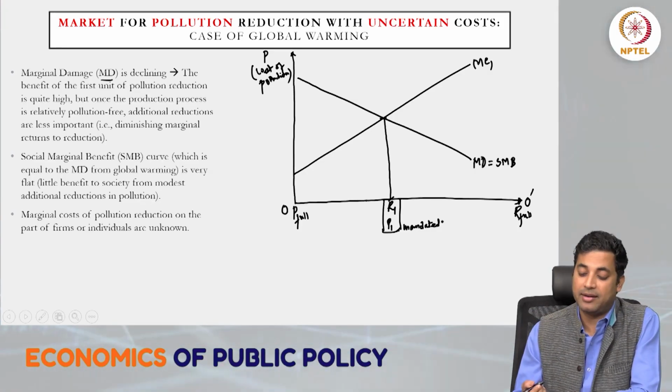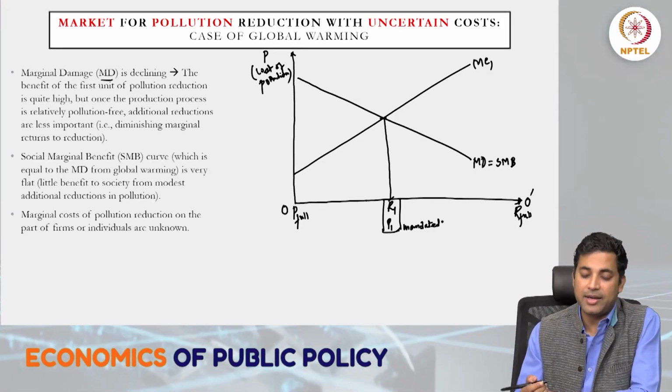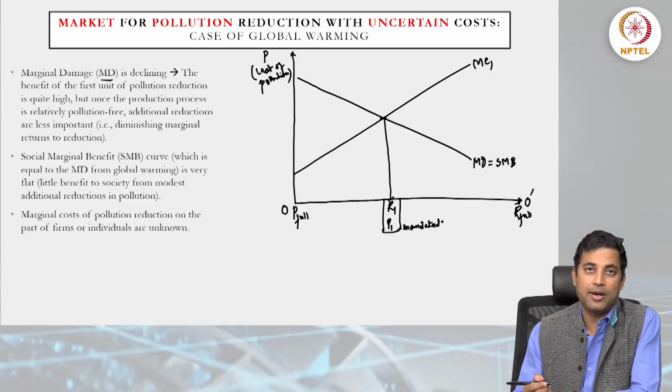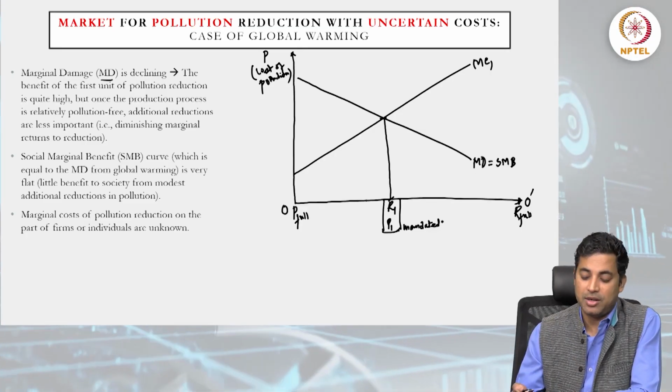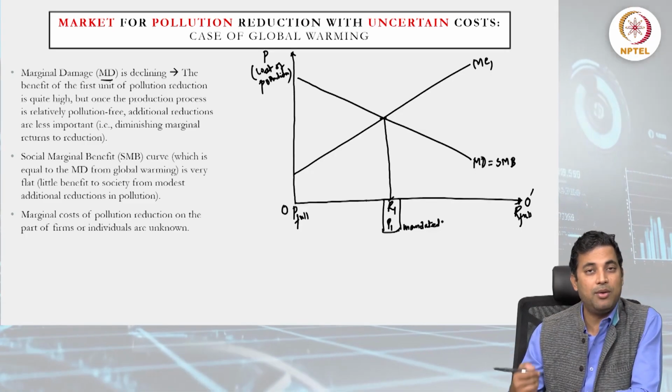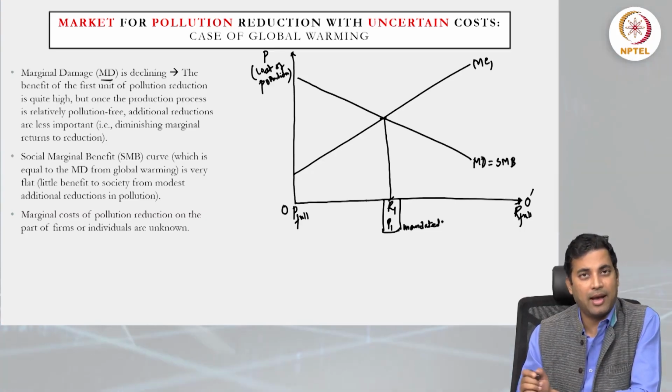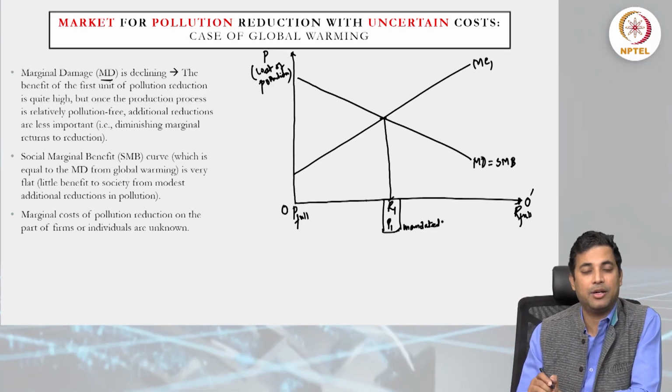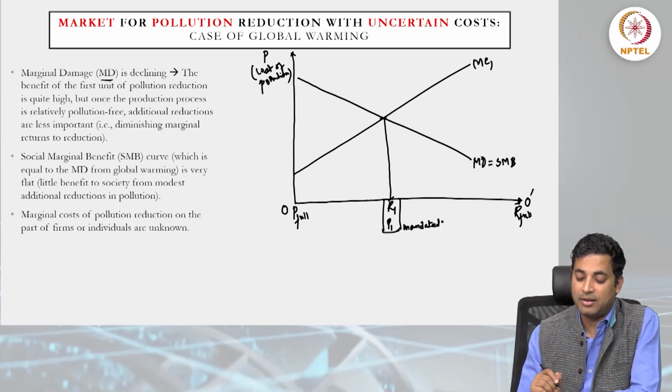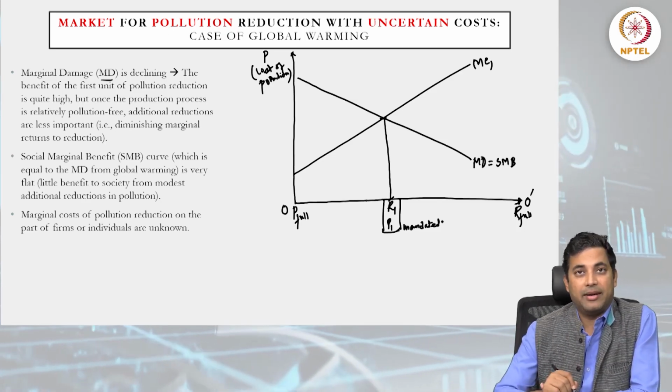Mandated amount by the government. So the government actually decides that OR1 amount of pollution reduction and OP1 amount of pollution can be allowed and can be tackled at the policy level. So this is a mandated one.